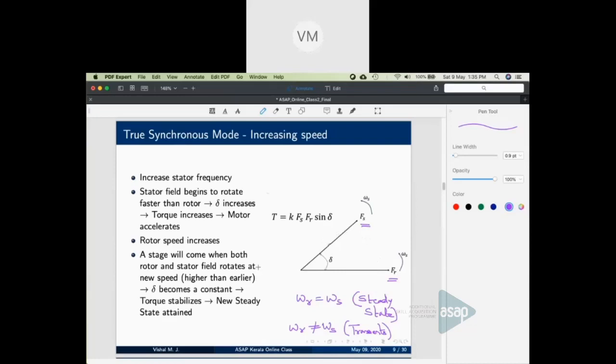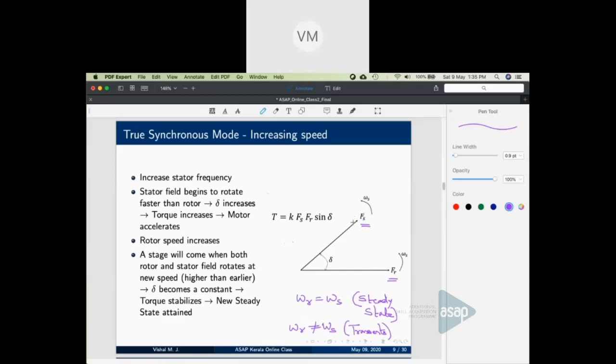I want to increase the speed. That is, I want to increase the speed of the rotor because my load is connected to the rotor shaft. So I want to increase the speed of the rotor or motor, whatever be the case. So what is to be done? What is done is that we increase the stator frequency. And what happens then?